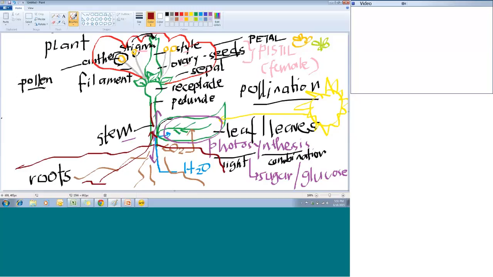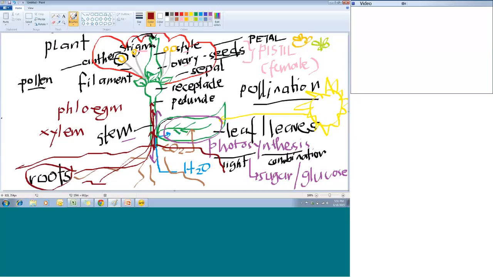transported by the stem to the other parts of the plant, is what we call phloem. If the nutrients are coming from the roots and transported to the other parts of the plant, that is what we call the xylem. So again, phloem carries nutrients from the leaves to the other parts of the plant, and xylem carries nutrients from the roots to the other parts of the plant. So that is the parts of the plant.